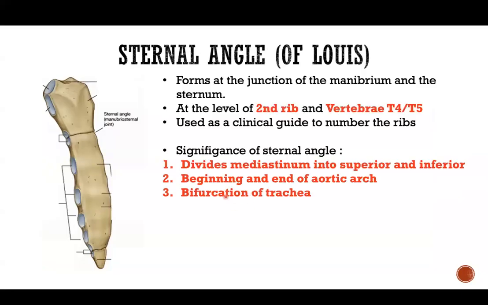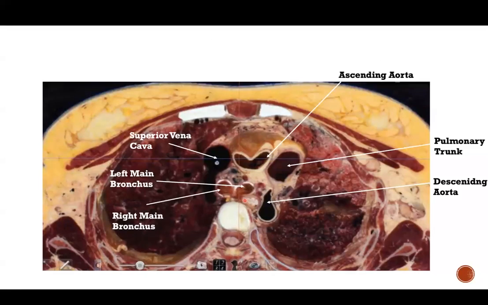The sternal angle, first of all, divides the mediastinum, and it's the beginning and the end of the aortic arch, and it's also the level of bifurcation of the trachea. So does that all happen over here? Yes. We have the beginning and the end of the aortic arch, so the end of the ascending, and the beginning of the descending aorta. And look at the aorta. It always has this rubber shape, and it always has a thick wall.